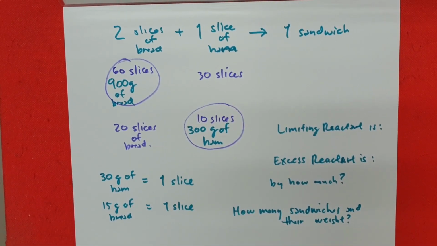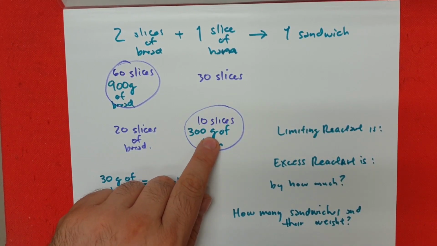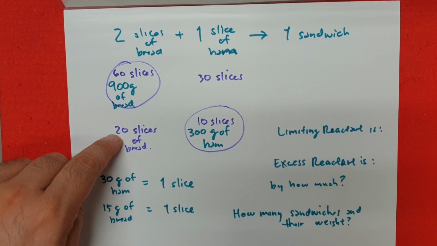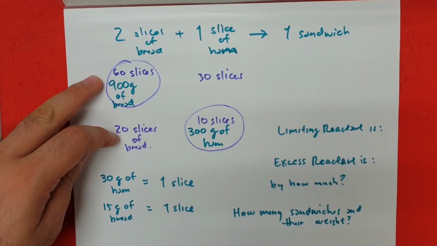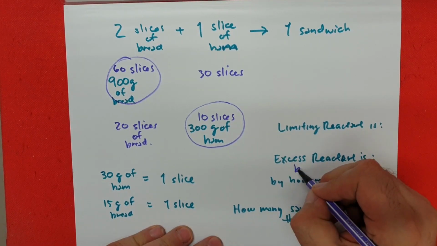So a simple way to answer this is, let's look at our excess reactant. If we use 10 slices of bread, we're going to need 20. Do we have them? Yes, we do. And what happens? This is our excess reactant. So the excess reactant is going to be bread.